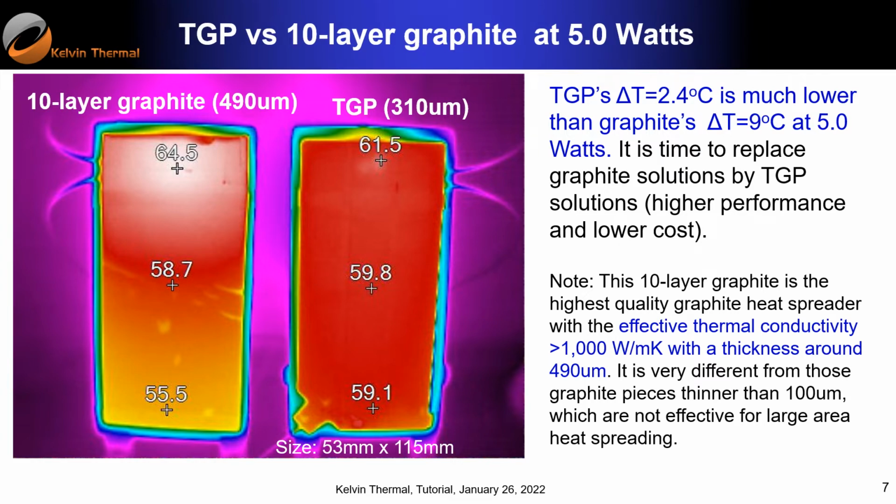Okay. As you can see, TGP is about 3 times better than graphite. And keep that number in mind. That's a good number to remember. All right. But you are going to find out this number may vary when the temperature changes.